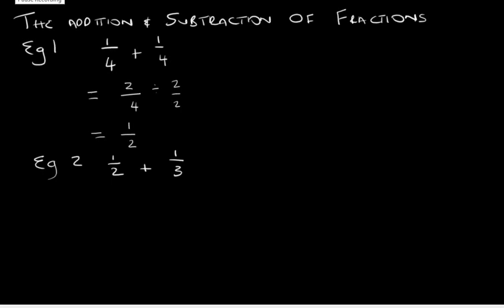Let's look at a half plus a third. Let's look at example 2. We want to add a half plus a third. However, we can see that the denominators are not the same. What do we need to do? We need to find the lowest common denominator, or LCD.